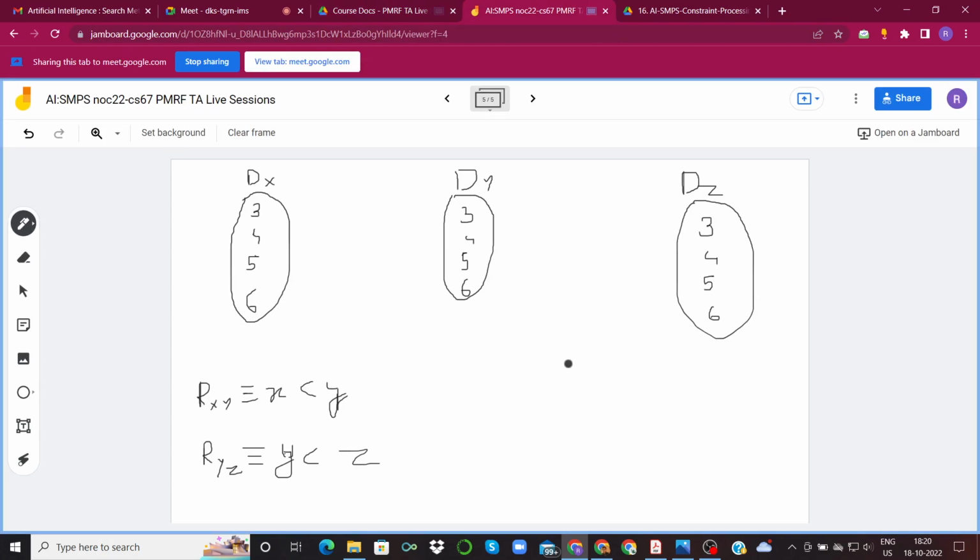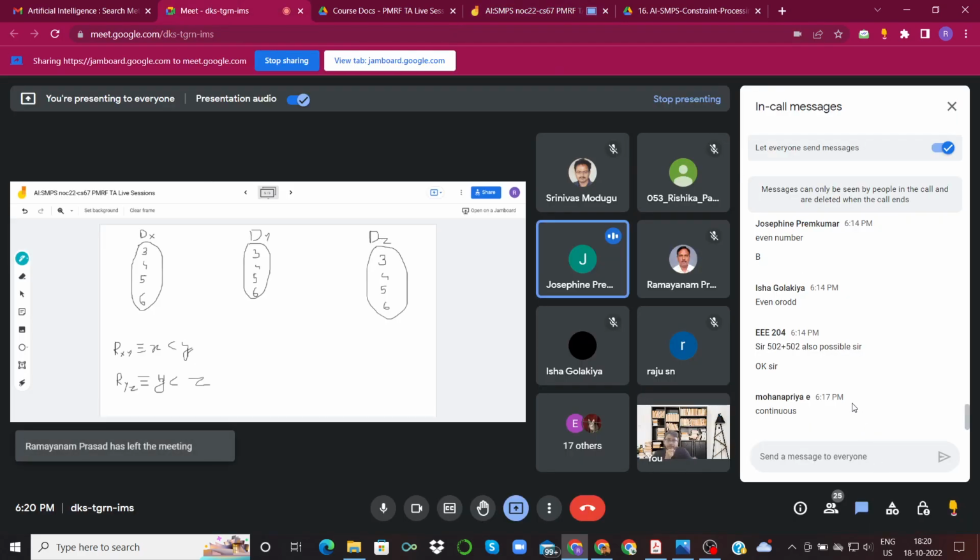Now, given this initial condition, what do you think will be the edges between, let's say, dx and dy to begin with? Let's choose a different color for that. To what elements among 3, 4, 5, 6 from dy will this value 3 from dx be connected to? 3 to 4, 4 to 5, 5 to 6.